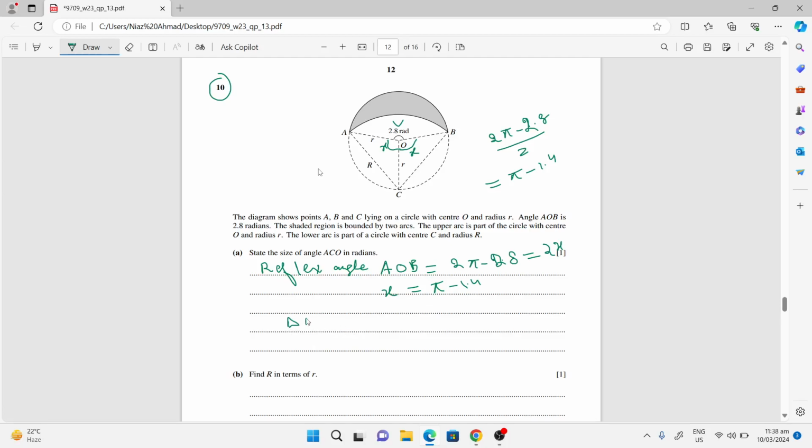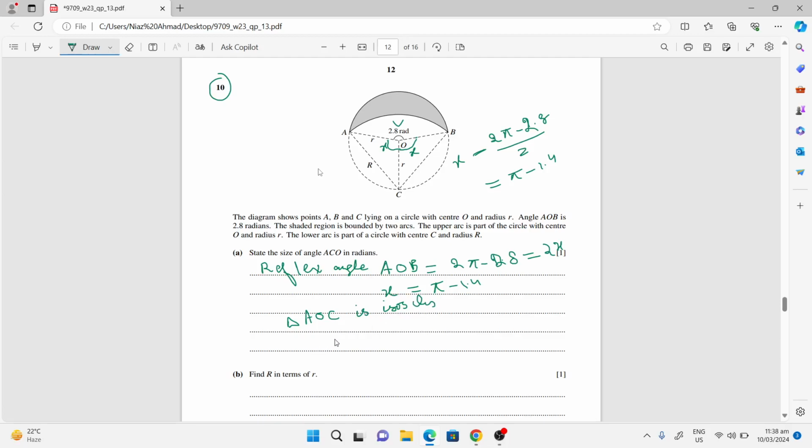Now focus on triangle AOC. No, it's 2 pi minus 2.8 divided by 2. This is equal to x. So when you divide 2 pi by 2, it gives you pi. 2.8 divided by 2 is 1.4. So my x value here is pi minus 1.4. And triangle AOC is isosceles. Your triangle AOC is an isosceles triangle.